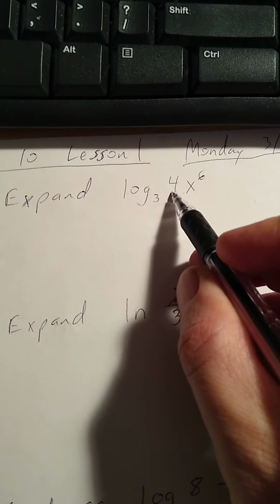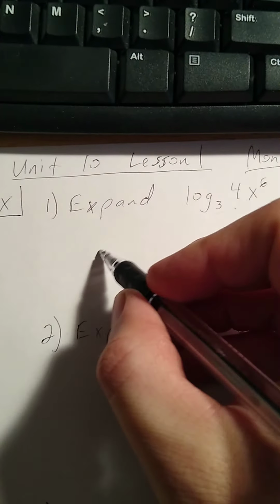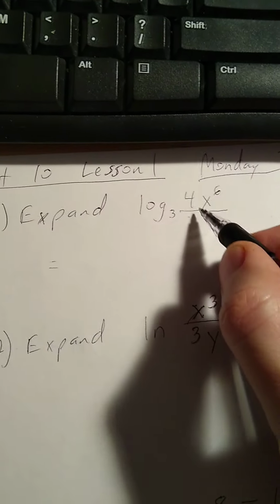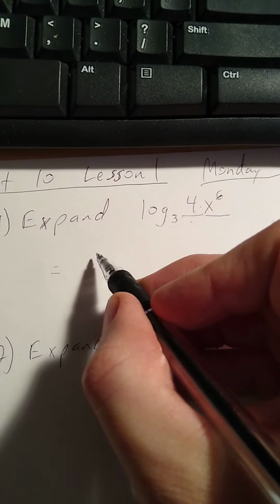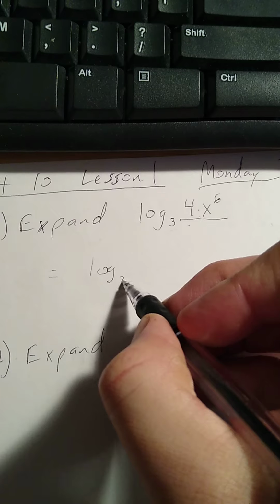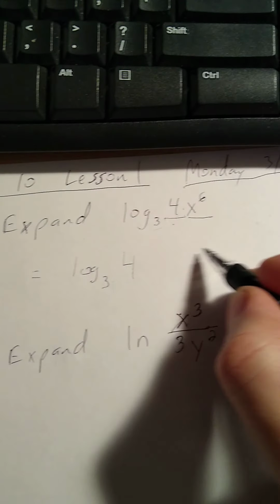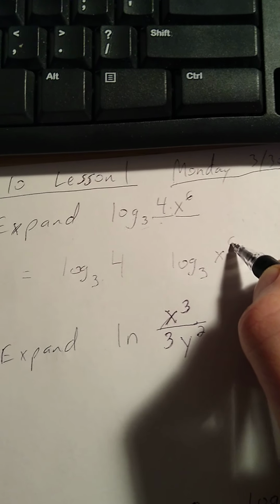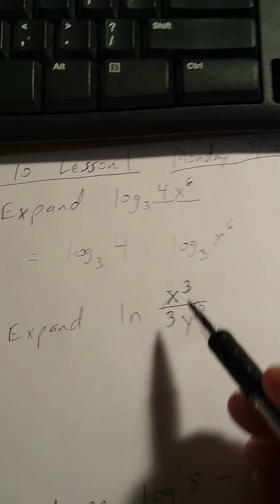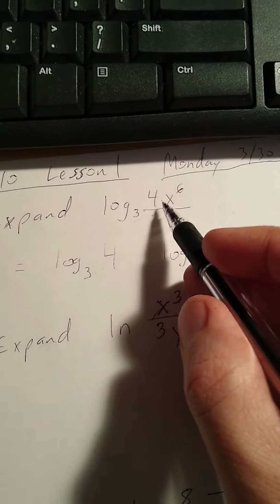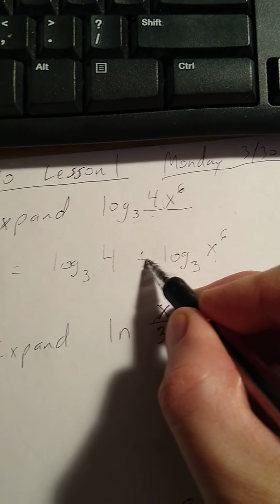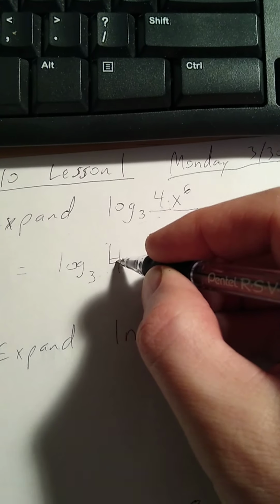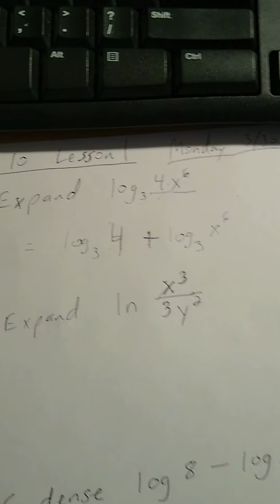First, we're going to expand log base 3 of 4x to the 6th. So that means I have 2 elements here, 4 and x to the 6th. They're being multiplied. So I'm going to take 2 logarithms. I'm going to take log base 3 of 4 and log base 3 of x to the 6th. Now I've expanded it, given each element a logarithm. Because they were multiplied, I'm going to add them together. So it's going to be plus, both logarithms are going to be added.